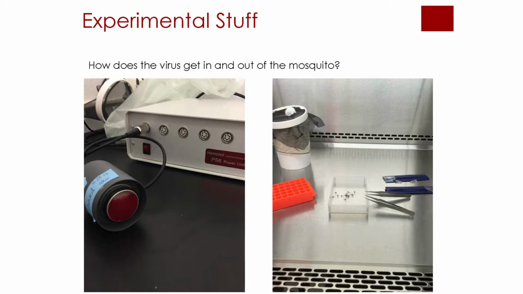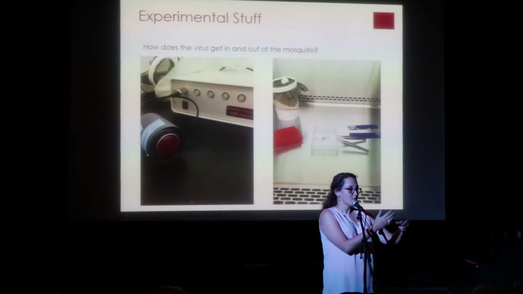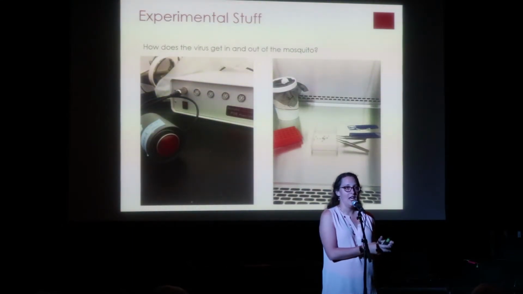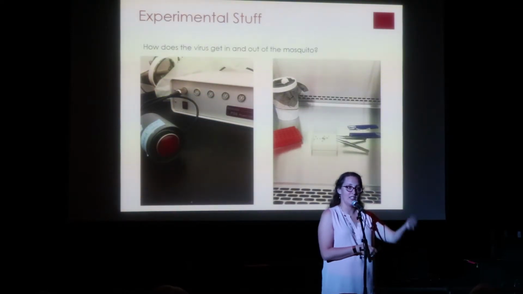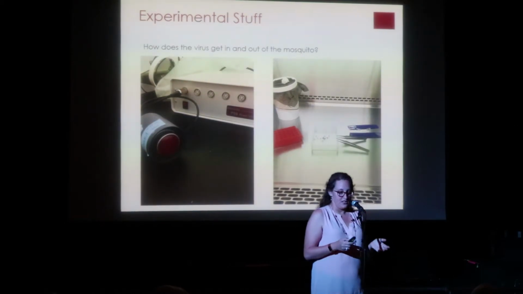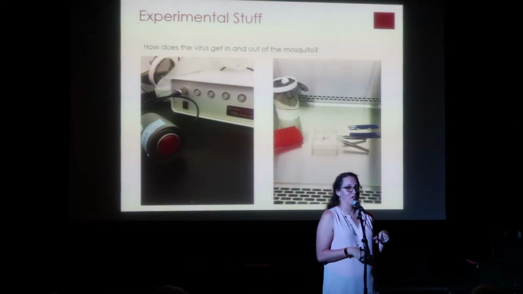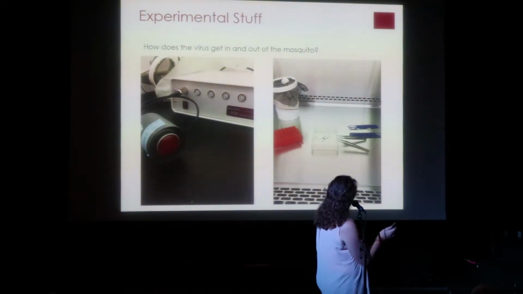Because of the proximity of the legs to the salivary glands, we use that as a proxy to determine disseminated infections. If they have a disseminated infection, then they are more likely to be able to transmit virus than if we just looked at the infected whole mosquito. So that's how we measure vector competence. We use a lot of mosquitoes and a lot of tubes.